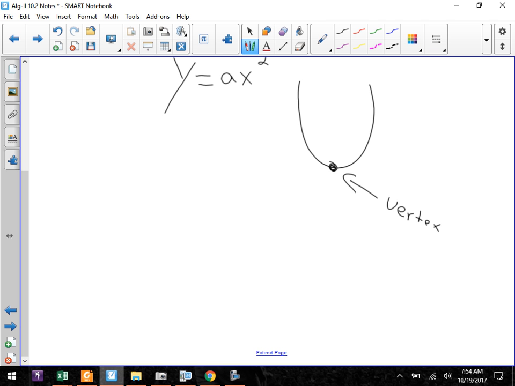Now, when you think about how parabolas open up wide or narrower, the wider it opens, the smaller the a value is, the closer the absolute value is to 0. Like a 1/2 would be wider than a 2. Does that make sense? Also, if that a value is positive, it opens up like a cup, or down if it's negative.